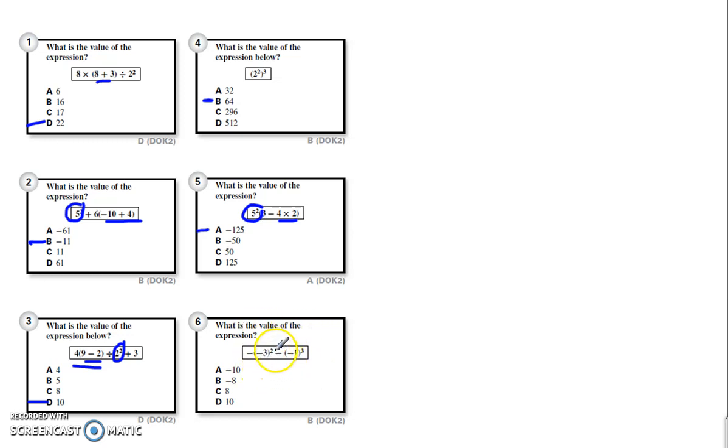Parentheses, there's nothing inside the parentheses. So exponents first. Negative 3 squared gives me 9. There's a negative outside the parentheses, so that stays there. Negative 1 to the 3rd power is negative 1. So now we have negative 9 minus negative 1. Minus a negative is plus. Negative 9 plus 1 is negative 8.